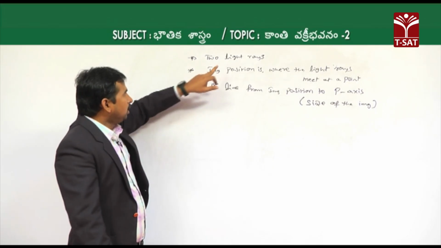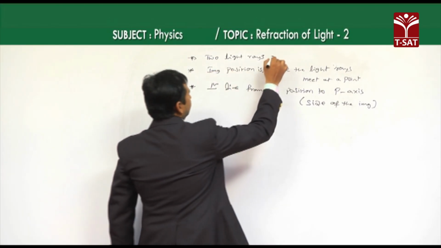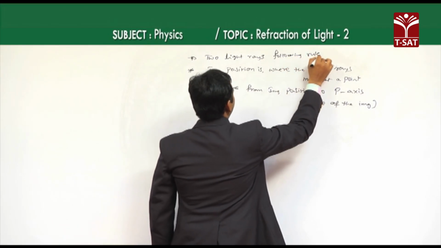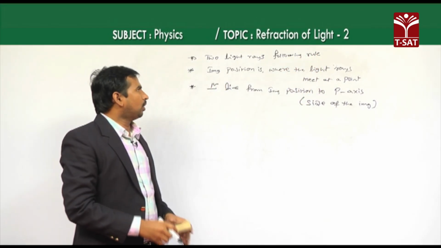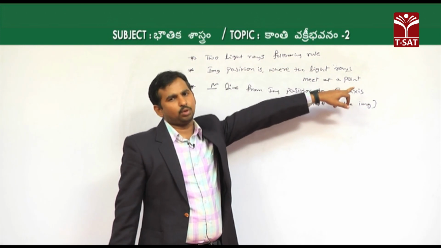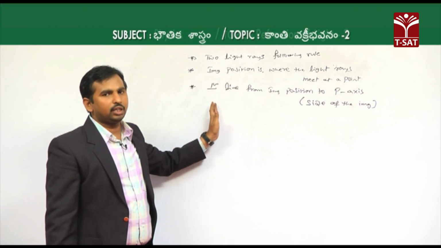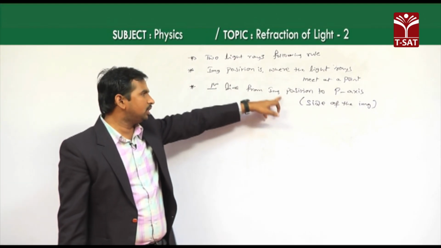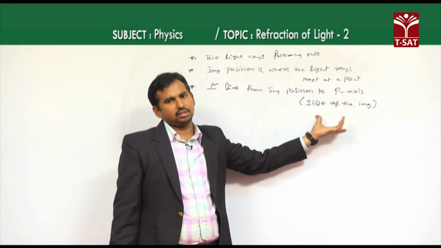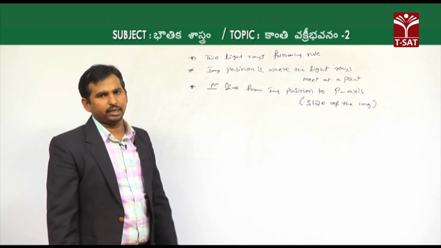See that again. Every time we have to take minimum 2 light rays following the rules, that is your choice. Now, the image position is where the light rays meet at a point. And the next one, we take a perpendicular line from the image position to the principal axis. That gives you the size of the image. So, these are the 3 minimum rules we have to follow before drawing the ray diagram.